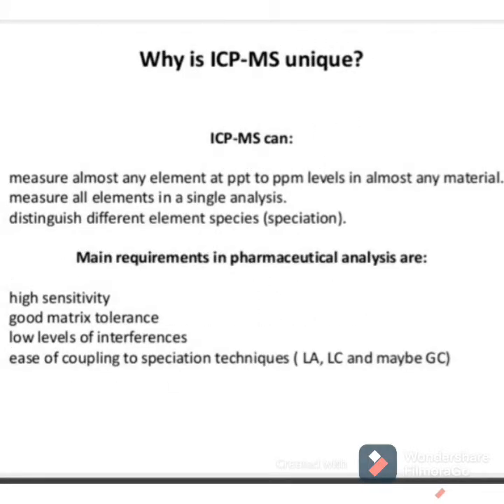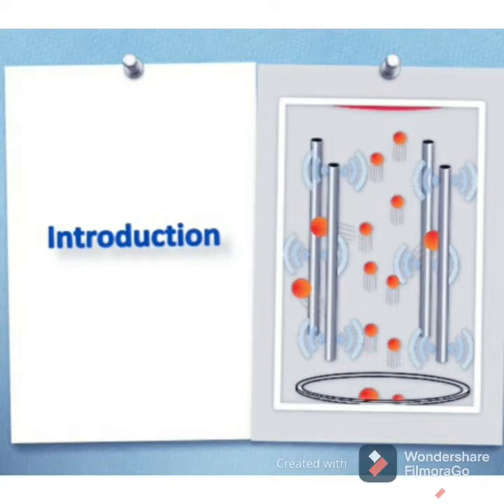Why is ICP-MS unique? I will tell you. ICP-MS can measure almost any element at parts per trillion to parts per million levels in almost any material. It measures all elements in a single analysis and distinguishes different element species, speciation. The main requirements in pharmaceutical analysis are high sensitivity, good matrix tolerance, low levels of interference, and ease of coupling to speciation techniques. That's the reason ICP-MS is unique for elemental analysis.